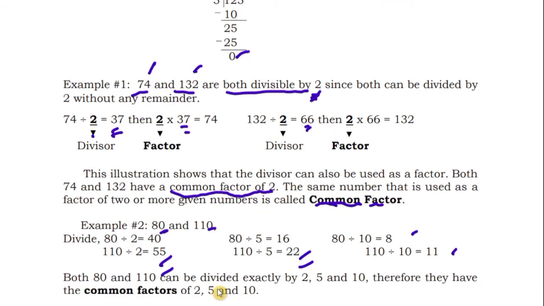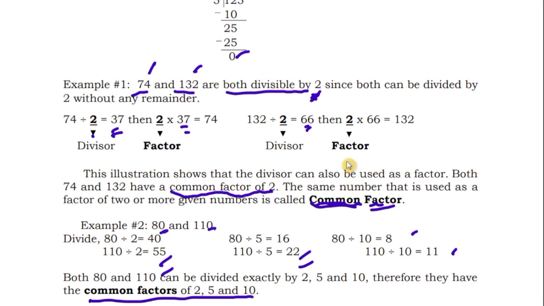Therefore, we could say now that they have common factors of 2, 5, and 10. So that is how we are able to identify what it means by a common factor.